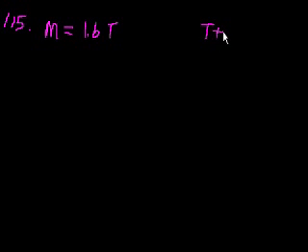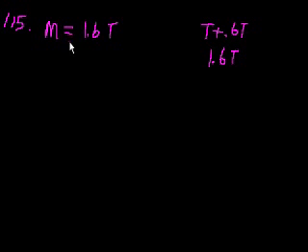We're on problem 115. Mary's income is 60% more than Tim's income. So Mary's income is 1.6 times Tim's income. I mean, you could write it as Tim's income plus 60% of Tim's income, but hopefully it's second nature that this is just 1.6 times Tim's income. So Mary's income is equal to 1.6 times Tim's income.